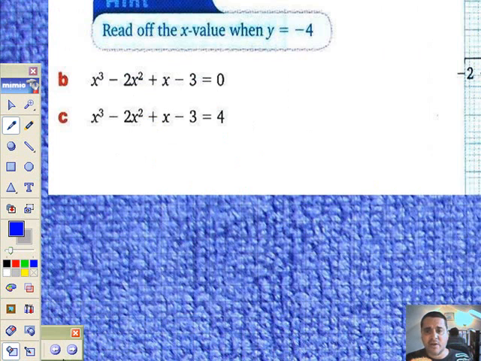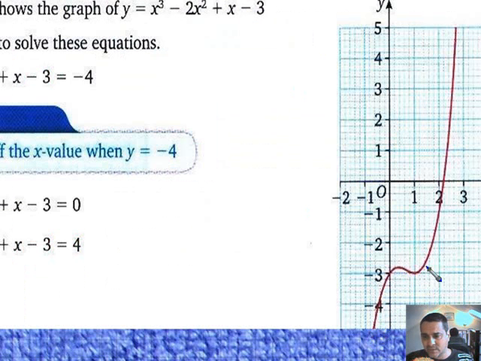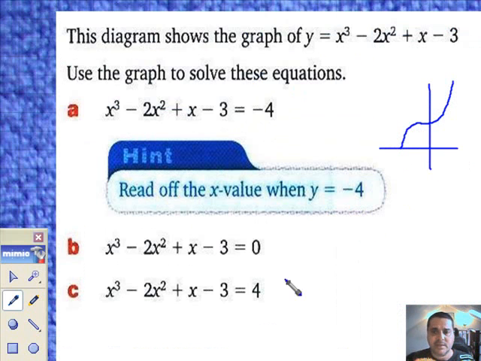The diagram shows the graph of y equals x cubed minus 2x squared plus x minus 3. A little bit more complicated. Again, up, little kink, and round and up again. So we're still getting this pretty little arrangement like that, aren't we? Okay, that's what we're looking for in an x-cube type graph, a cubic graph. So use the graph to solve the equations.